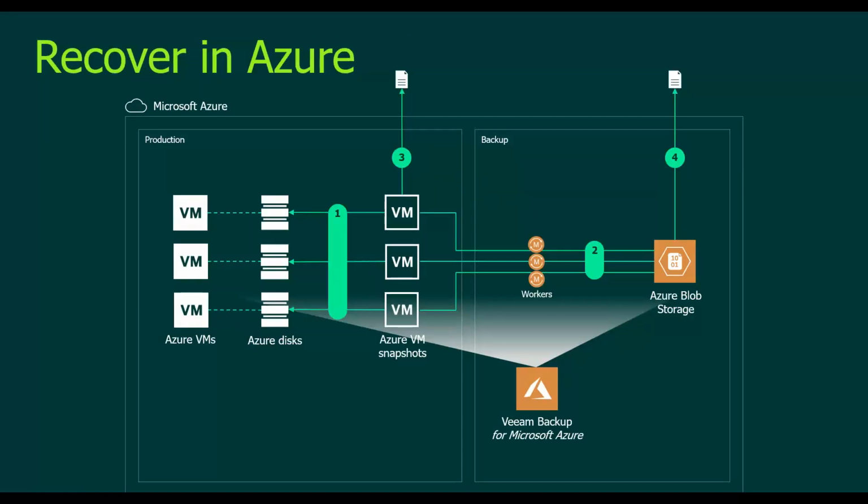Looking at the restores, it goes pretty much the same. Restores from snapshots, restores from blob storage, depending on which version you need and how fast it needs to go. We can do that to the same VM, destroying it and starting it up with the backup, or we can do that to a different VM, and we can even do that for individual disks.